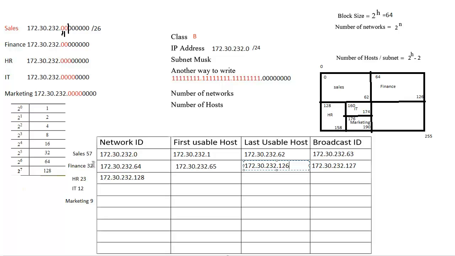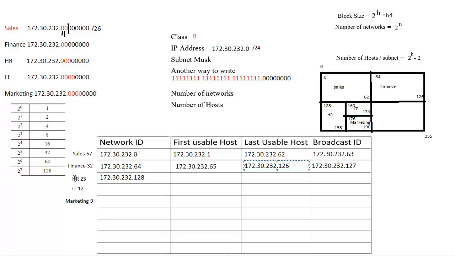The finance department is looking for 32 usable hosts. If we go for 5 bits for hosts, that gives 32, but one will be used for the network ID and one for broadcast, so they will get only 30, but we need 32. That's why for the finance department we also give 6 bits, which gives us 64 hosts anyway. So this is for the finance department.